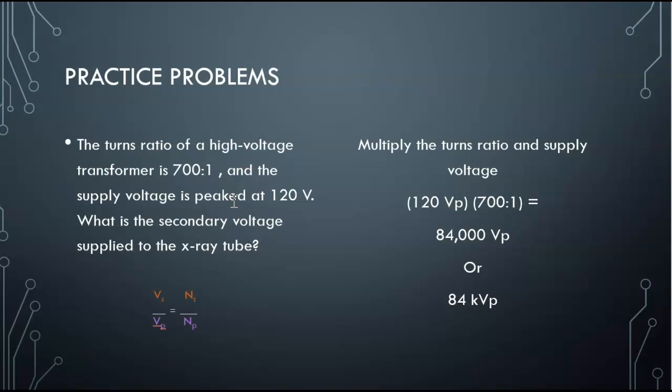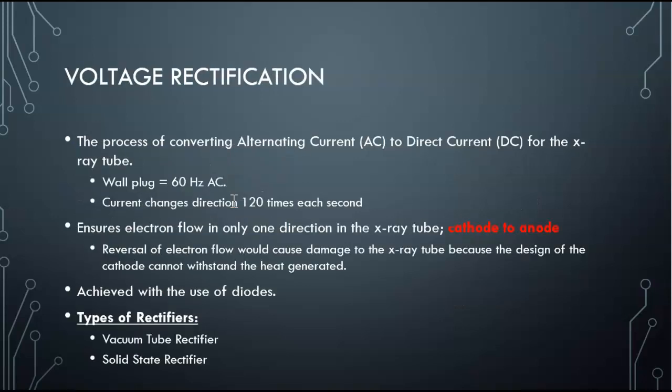So you could solve this. As you can see, we have a formula here. Voltage secondary over voltage primary is equal to the number of turns secondary over the number of turns primary. So easy to solve. We don't have you solve those anymore, but it's there for you.